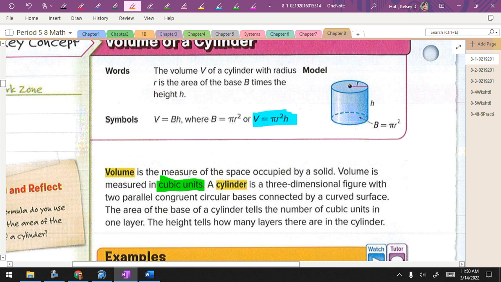Radius. Pi is just a number. Radius is the distance from the center of your circle to the outside edge. The height is the distance between the circles. A lot of people say, well, height is how tall something is. Well, until I rotate my cylinder, lay it on its side like this, then the height is not how tall it is. So your height is always the distance between your two circular bases.